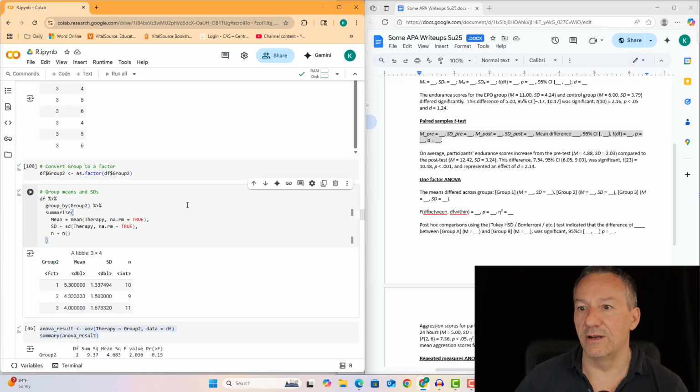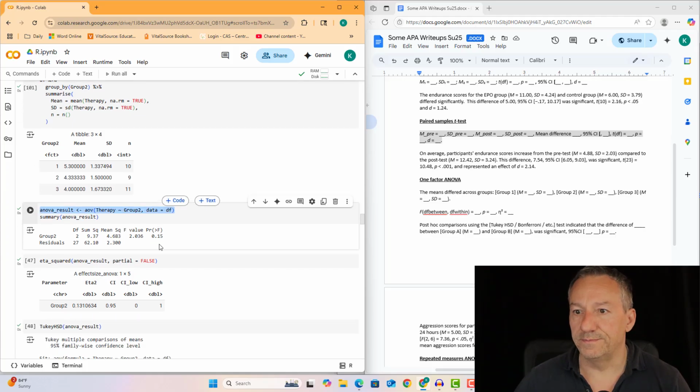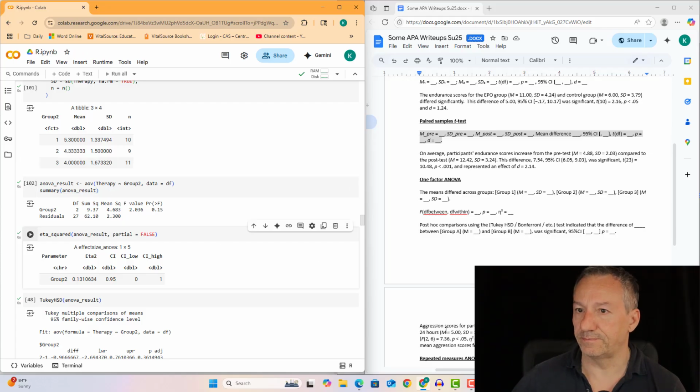We can look at the means and standard deviations first if we wanted to. So for group 1, the mean, let's say it's anxiety, is 5.3. For group 2, it's 4.3, and for group 3, it's 4. So it's going down. Are there significant differences? We don't know. This is just the means and standard deviations. To run an ANOVA, you can call the result whatever you want. And then we are using aov, to do the ANOVA, and it's therapy by the factor of group. And we're using our df data frame. And then the summary actually shows us the results.